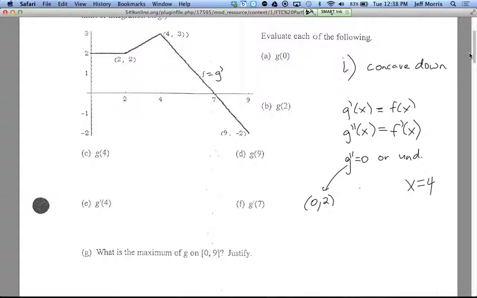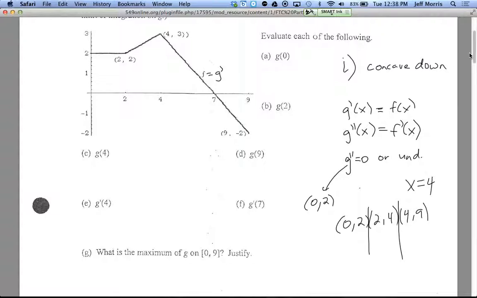Anywhere else where the slope is 0 off of this graph? Nowhere. So this is interesting. We haven't done a sign analysis like this before because we have a whole interval where the slope is 0. We have a horizontal line. There's a bunch of places where it equals 0. So here's what you're going to do. You're going to go 0 to 2, 2 to 4, and 4 to 9, just like normal.